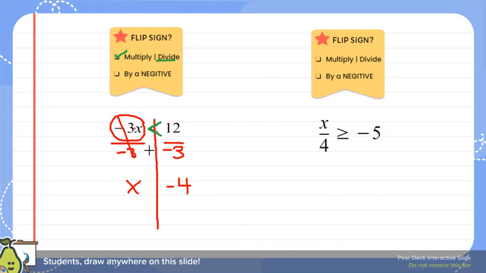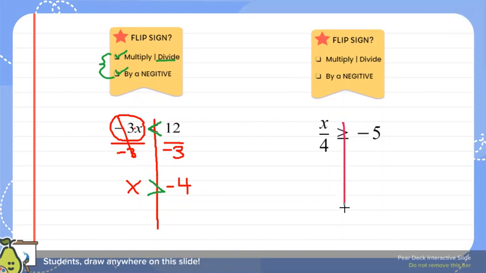And if it is a negative number. So we divided, and the number that we divided by was negative. So we have to flip the sign. Goes from less than to greater than. If just one of these are true, then we don't have to flip the sign. It has to be both. It has to be multiply or dividing and by a negative value. Let's check out the other one.